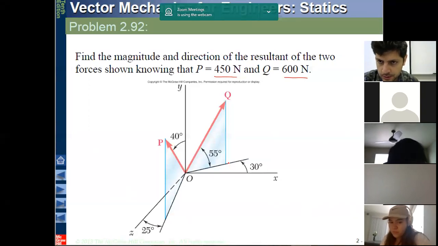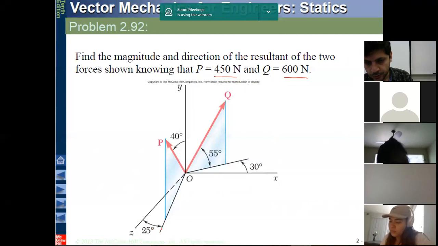But the angles here are not exactly what you expect. For P, you have the angle between P and the y-axis, but you don't have the angle for X and Z. You have an alternative angle here, which is a planar angle. So you have to find a way to calculate the projections of this P on different axes.